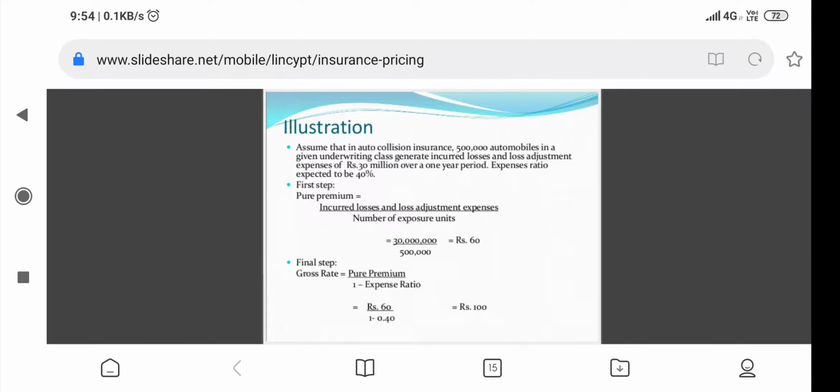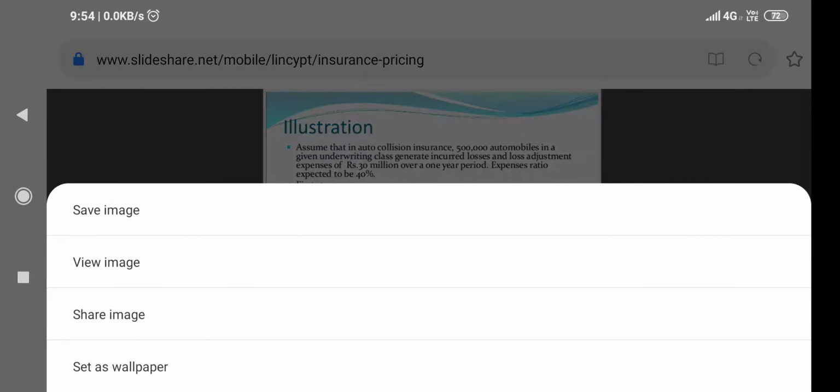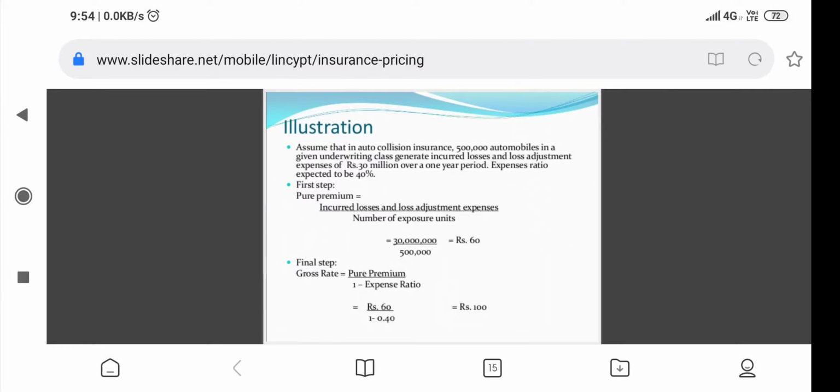We will compute the gross rate, pure premium divided by 1 minus expense ratio. So 60 divided by 1 minus 40%. So 40 divided by 100 will be 0.40. So 60 divided by 1 minus 0.40 is equal to 100. So gross rate is rupees 100.